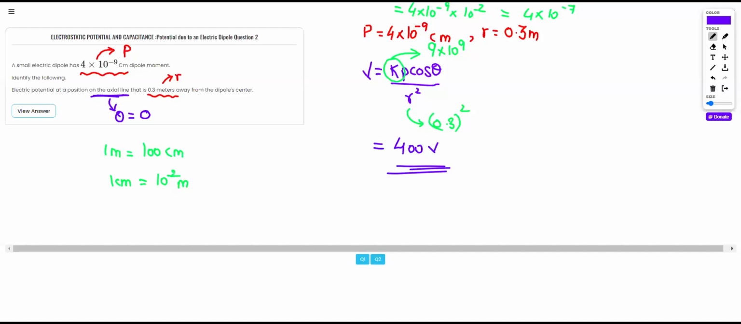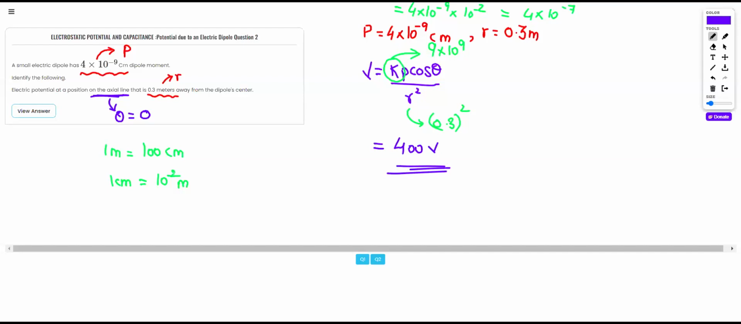Once more. A small dipole has a dipole moment of 4 into 10 raised to minus 9 centimeter. It is P, on the axial line, which means theta is 0. The distance is 0.3 meter, which is R. We have derived the formula for the electric potential of an electric dipole. So the formula will be K P cos theta over R square.